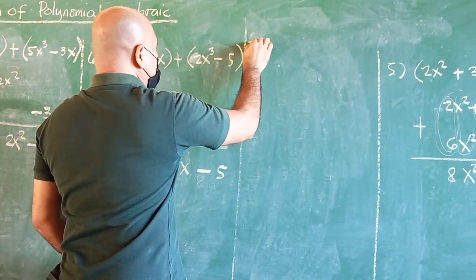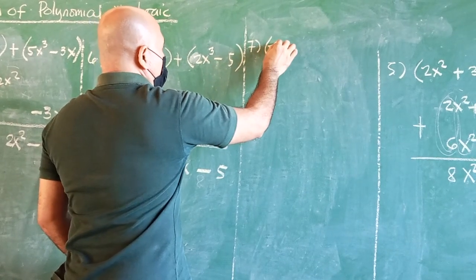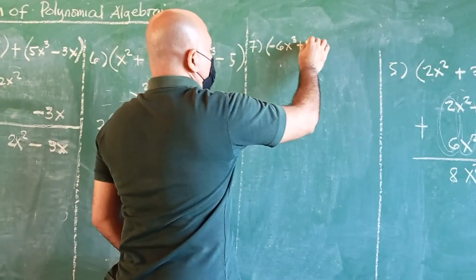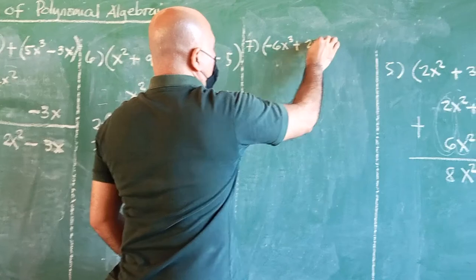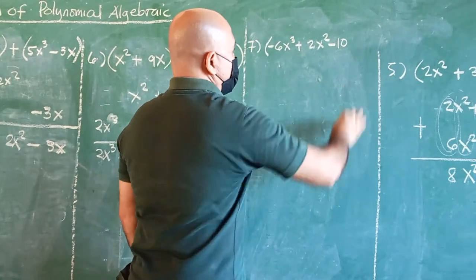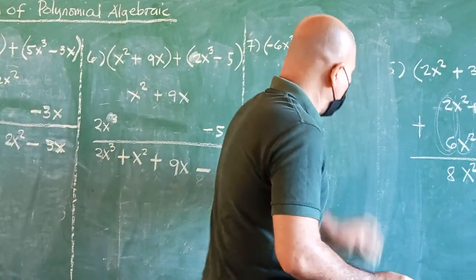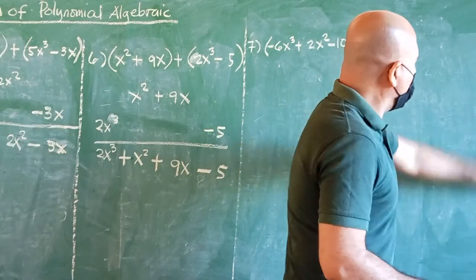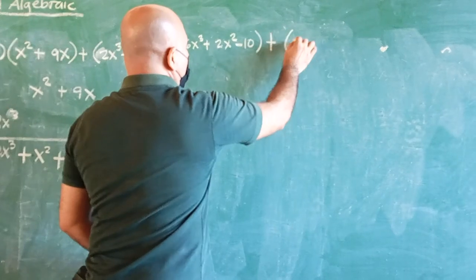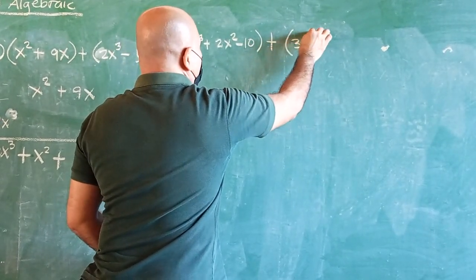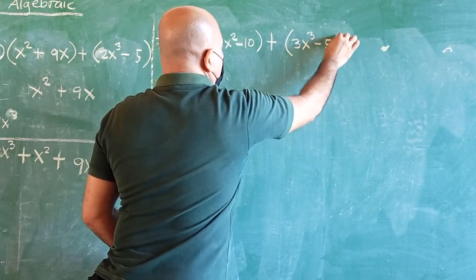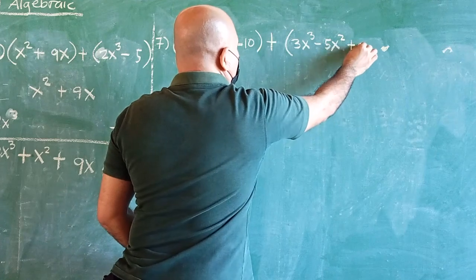Okay, supposedly for the last example, we have negative 6x cubed plus 2x squared minus 10, and then you have plus 3x cubed minus 5x squared plus 6.